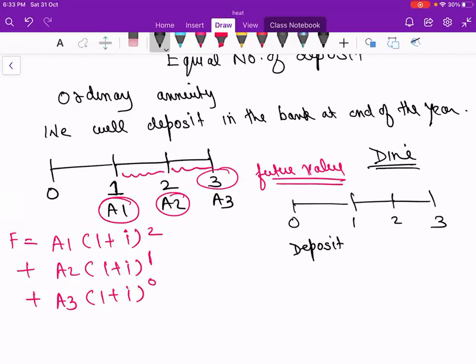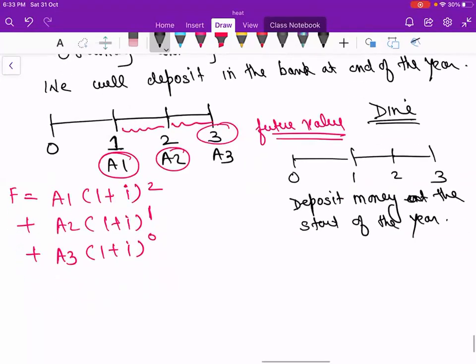We will deposit money at the start of the year. In both systems we are depositing the same amount of money. So here we will deposit A1 here, A2 here, A3 here.